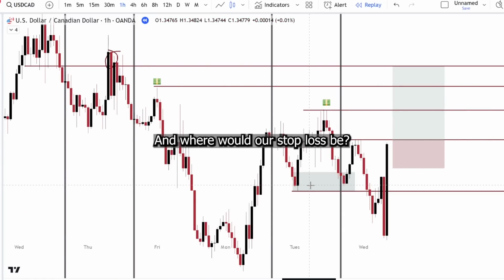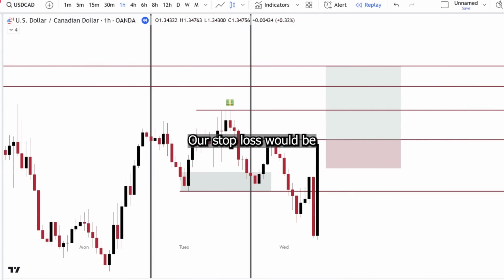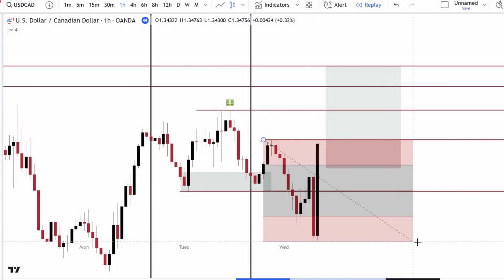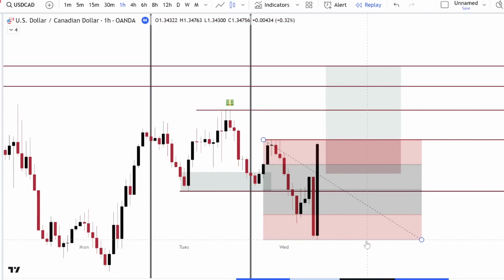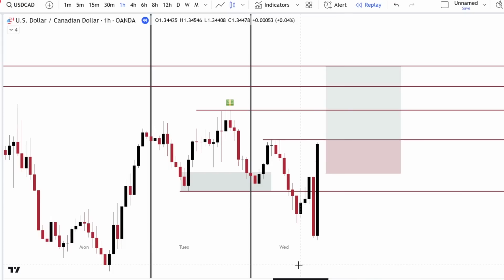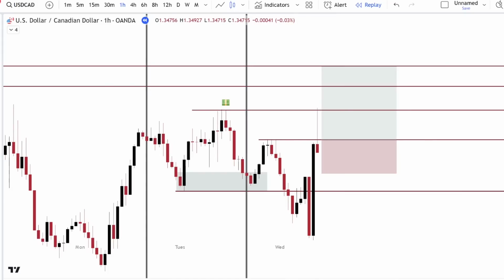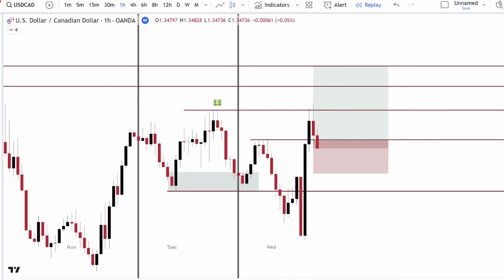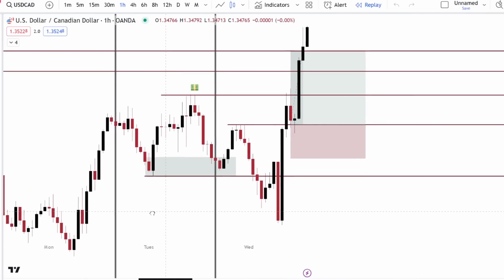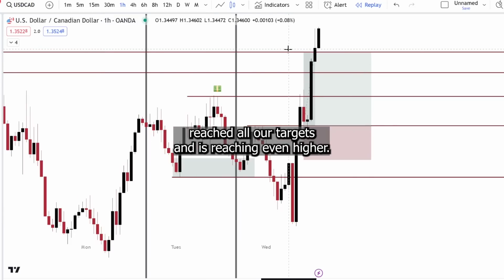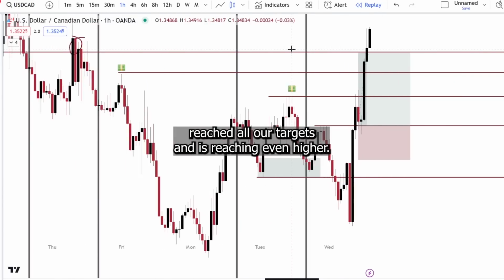And where would our stop loss be? Our stop loss would be, pull out your fib, your swing high, swing low. And like we said previously, a little bit beneath your extreme. So somewhere right here. And price reached all our targets and is reaching even higher.